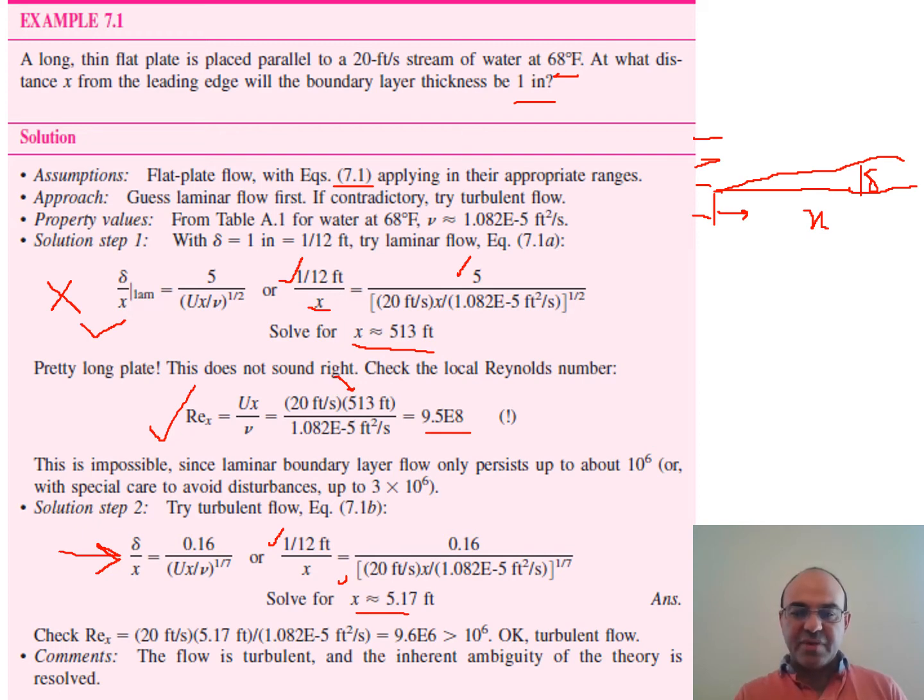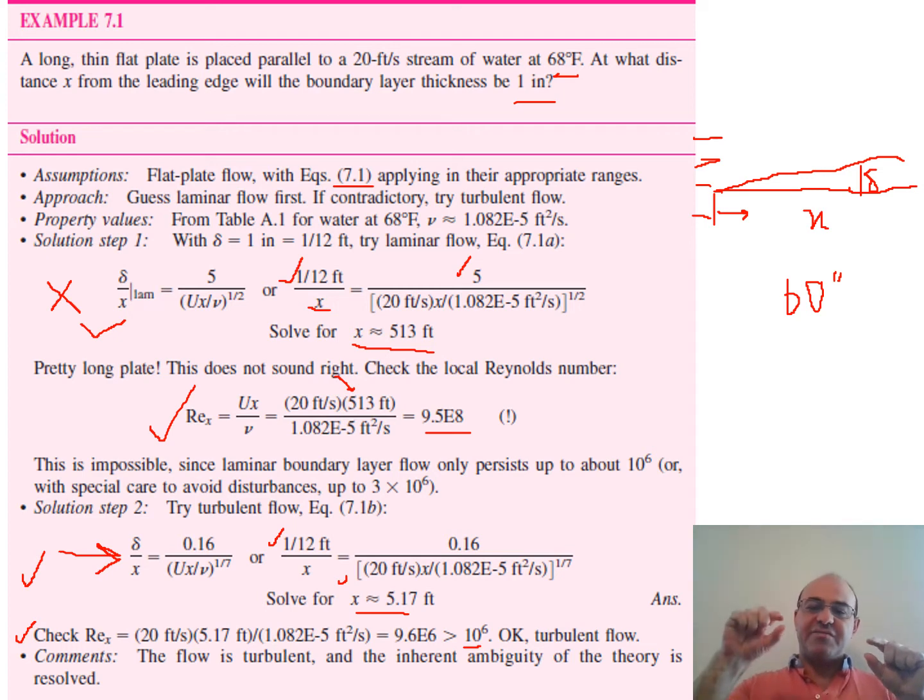If we go ahead and, based on this x, calculate the Reynolds number, we see that the Reynolds number becomes 9.6 times 10 to the 6. It's greater than 10 to the 6, so it is a turbulent flow. So we have used the correct formula to estimate delta. You see that after 5 feet, or about 5 times 12, about 60 inches, once x becomes 60 inches, delta approximately becomes 1 inch.